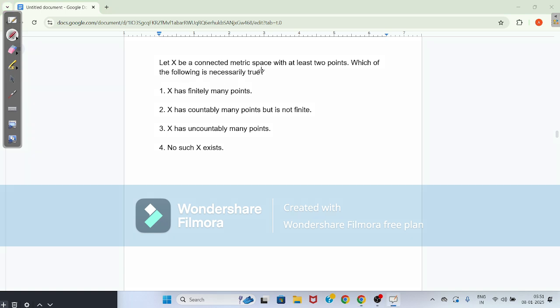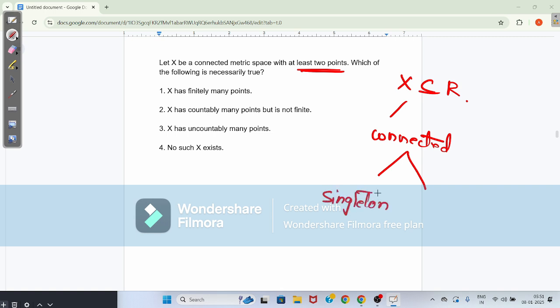Now, given X be a connected metric space with at least 2 points, which of the following is necessarily true? So X belongs to R. This is a connected metric space which has been given here. When it is connected, it has a singleton point or an interval. Here, at least 2 points means this is not a singleton point, so it has an interval. In between this interval, we have uncountably many points.